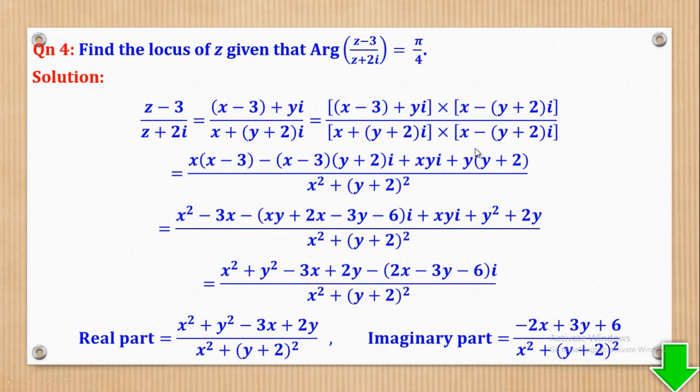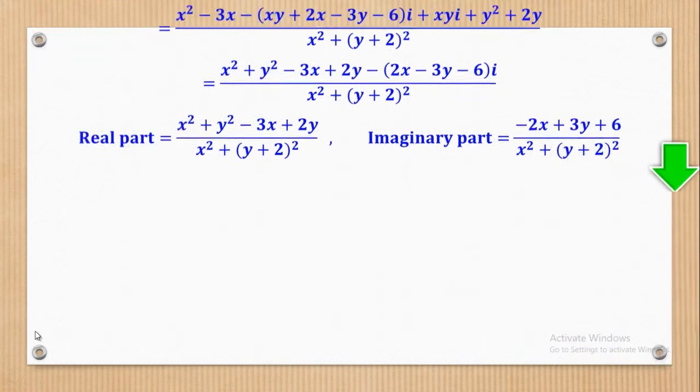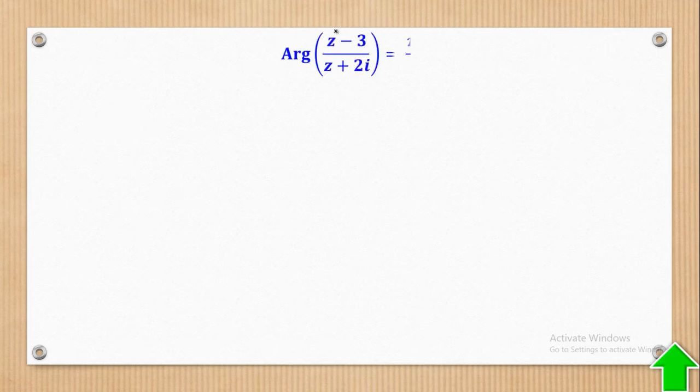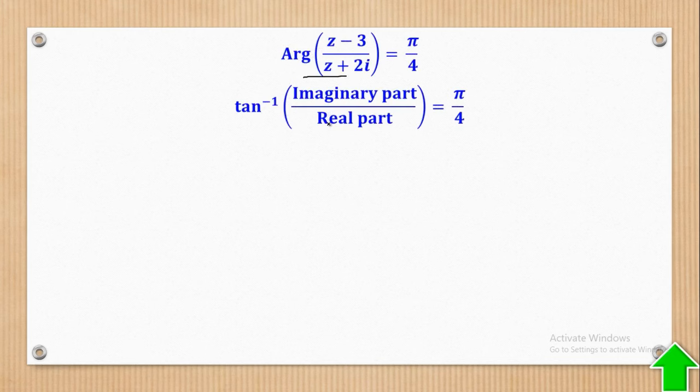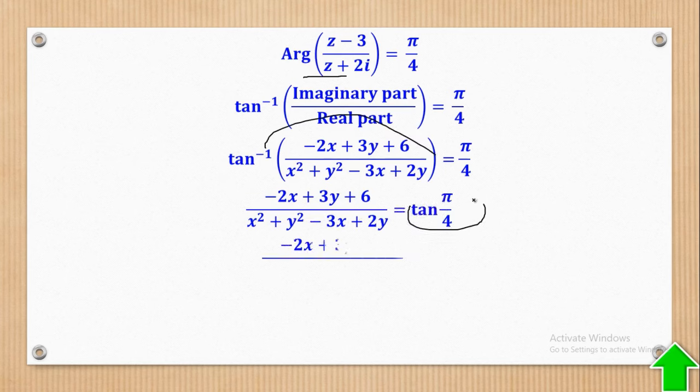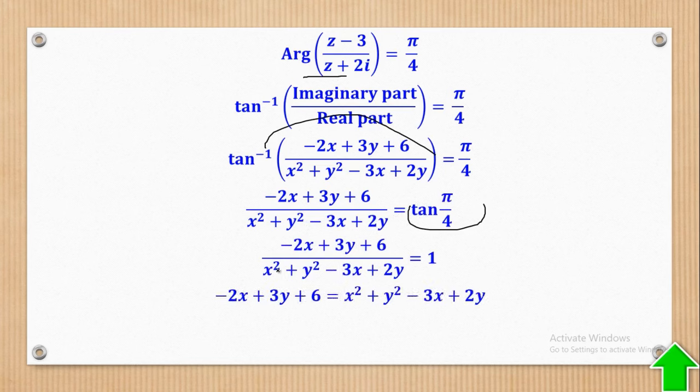Let's see that in the next slide. So you come and say that from this, argument is equal to arctan of imaginary part over real part. So substitute for imaginary and real to come up with that. Then take this tan this side to come up with that. Then tan pi over 4 will be positive 1. Then cross multiply to come up with that. Then collect like terms and put everything on one side to come up with that, and that will be the locus, which is a circle.